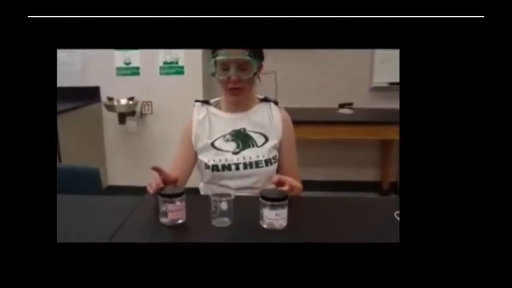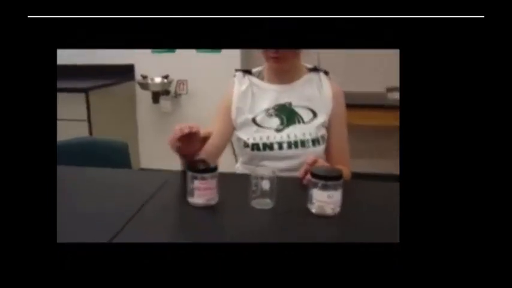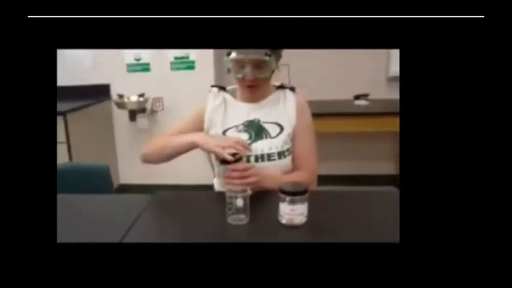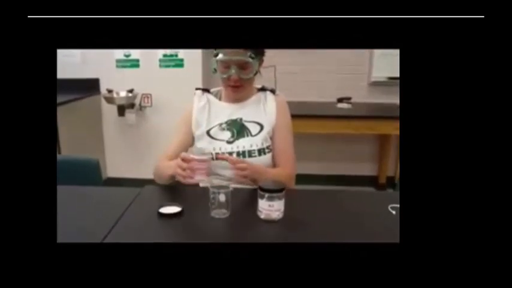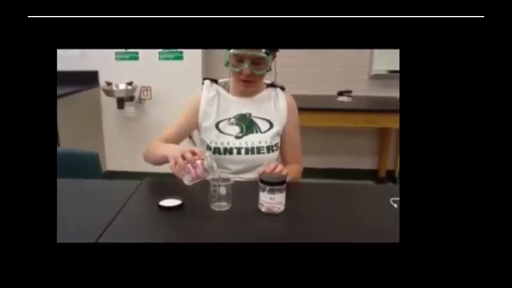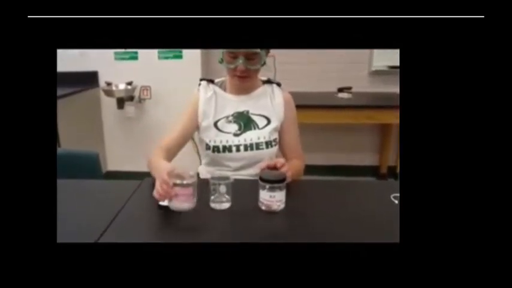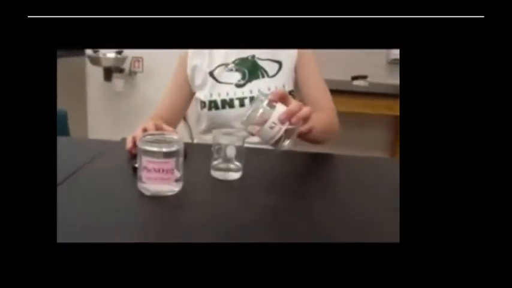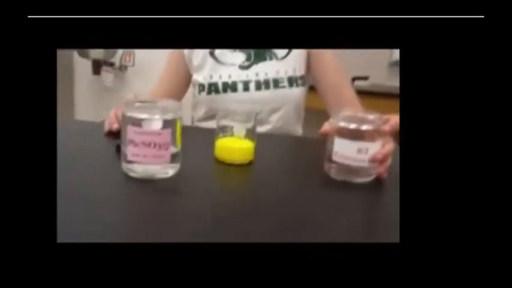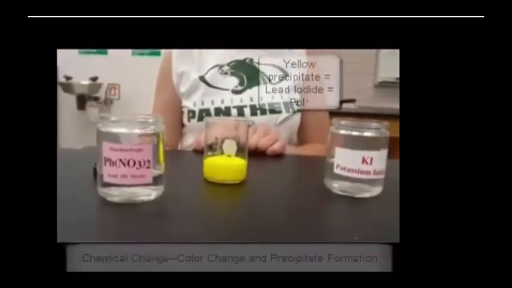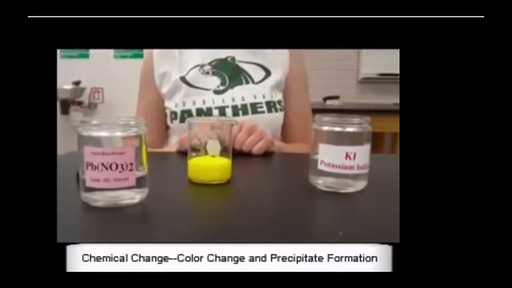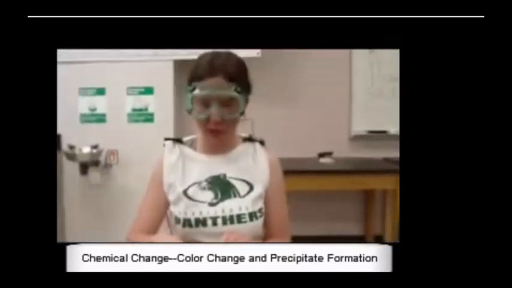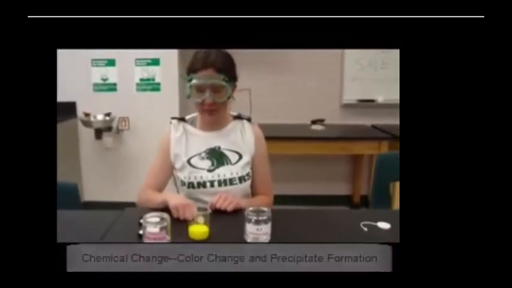We're going to do another chemical change. This one we're going to mix lead nitrate and potassium iodide. And it's going to form a yellow precipitate, which will also change the color. Very cool. So why is that an indicator of a chemical change? It is an indicator of a chemical change because it changes color and it also forms a precipitate.